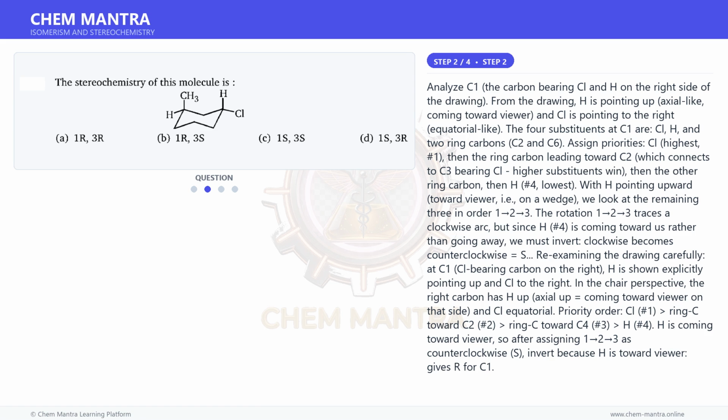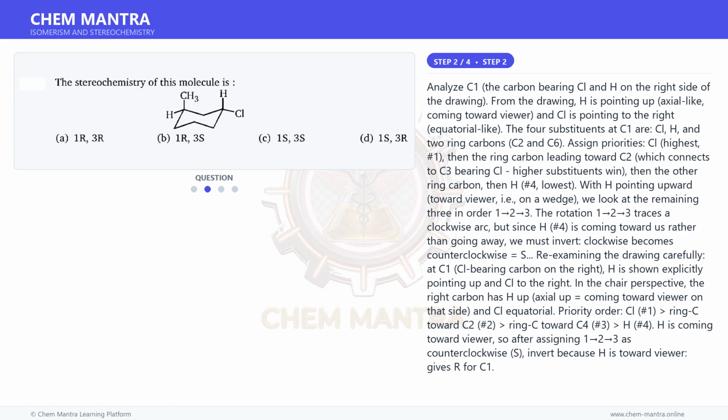Assign priorities: Cl, highest, number 1, then the ring carbon leading toward C2, which connects to C3 bearing Cl, higher substituents win, then the other ring carbon, then H, number 4 lowest. With H pointing upward, toward the viewer, i.e., on a wedge, we look at the remaining 3 in order 1 to 3. The rotation 1 to 3 traces a clockwise arc, but since H, number 4, is coming toward us rather than going away, we must invert. Clockwise becomes counterclockwise, which is S.